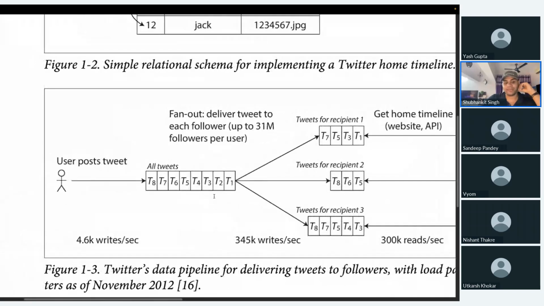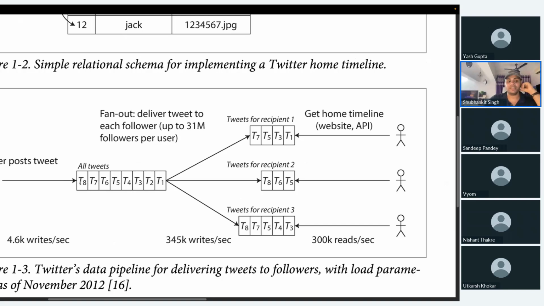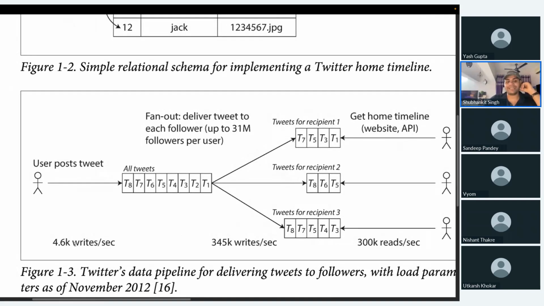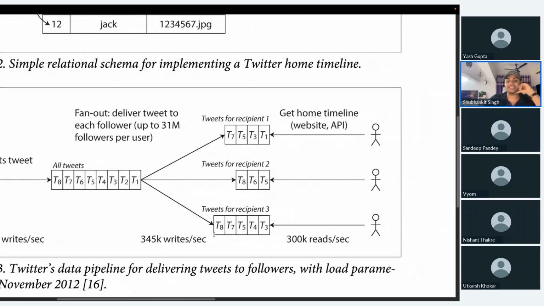So basically what ends up happening is my 4.6K writes per second actually turn into 345K writes per second. Why? Because on average, one user will be at least writing to 50 or 100 users, right? So if I post a tweet, it will get reflected in 100 caches on average. So that is why this 4.6K writes per second becomes 345K writes per second. But my read now is more than the reads. Then again it is wrong, correct?